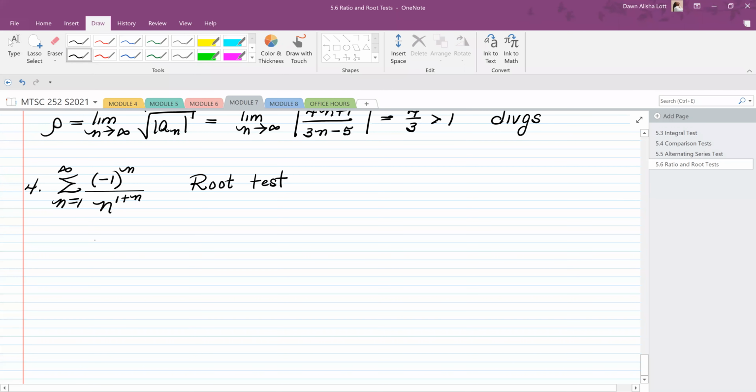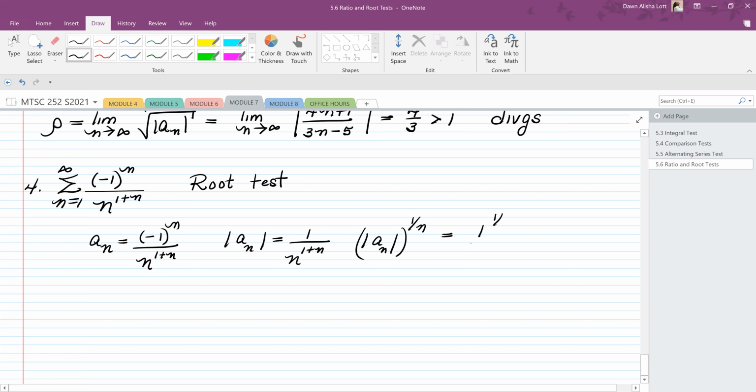All right, so a_n is (minus 1) to the n over n to the 1 plus n. So the absolute value of a_n is just 1 over n to the 1 plus n. So the absolute value of a_n to the 1 over n power is just 1 to the 1 over n, divided by n to the 1 plus n, to the 1 over n.